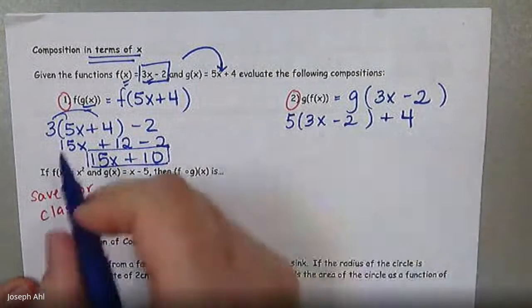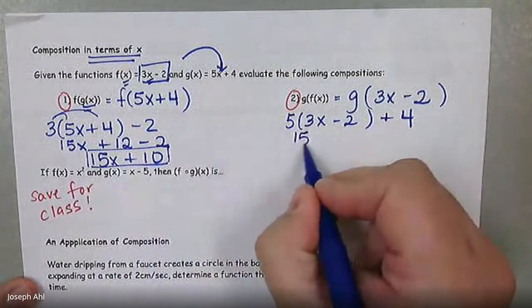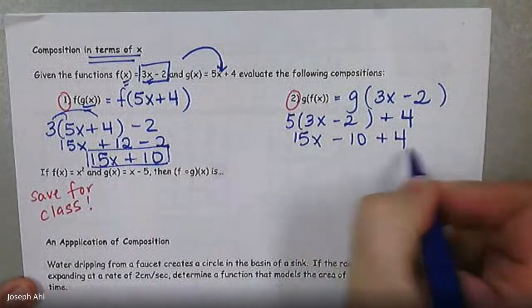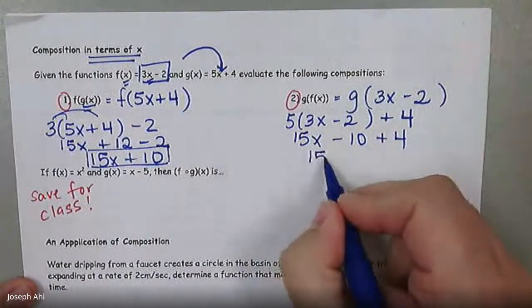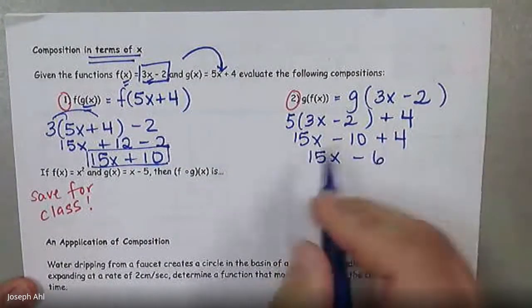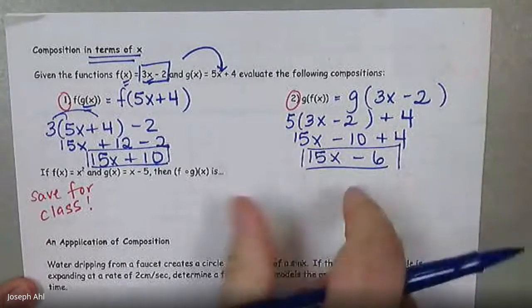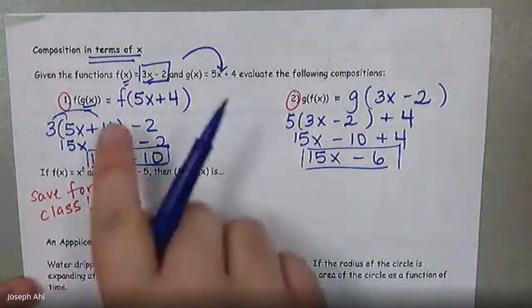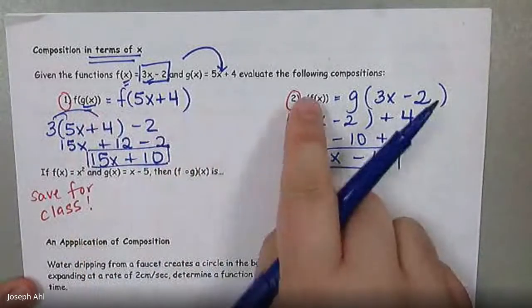Okay, clean it up just like I did over here. Distribute the 5 to get 15x minus 10 plus 4. And after combining like terms, last step, you get 15x and then minus 6 at the end. So they're pretty close to one another. But in the end, they are very clearly different expressions, f of g of x versus g of f of x.